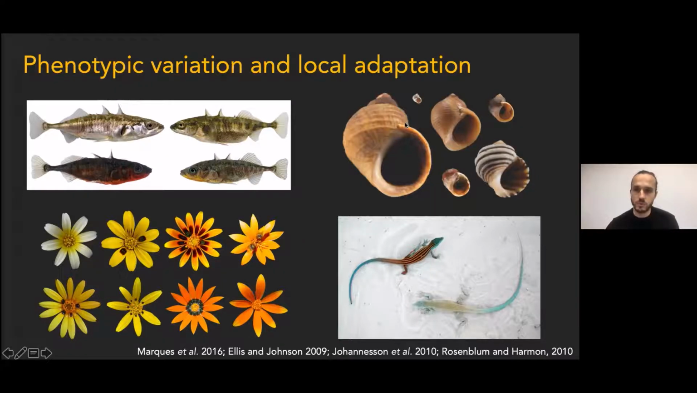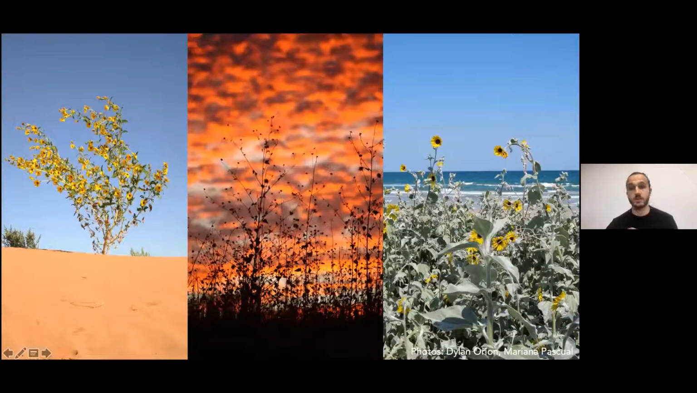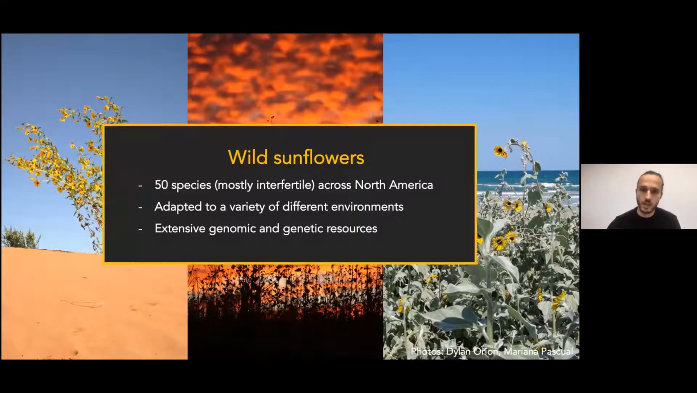I hopefully don't have to convince you that sunflowers in general, and wild sunflowers, are a great model for studying adaptation. This is because there are many species of wild sunflowers. They are all native to North America. They are mostly interfertile, so you can do all kinds of crosses if you want. And most importantly, for what this talk is about, they are adapted to grow in a variety of different environments. They grow on sand dunes, you see some examples here in the background, just on the sea, and they grow in very dry places, deserts. So there's a lot of raw material for studies of adaptation in these plants.